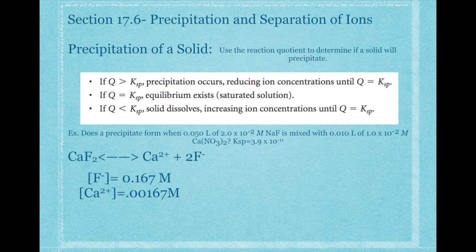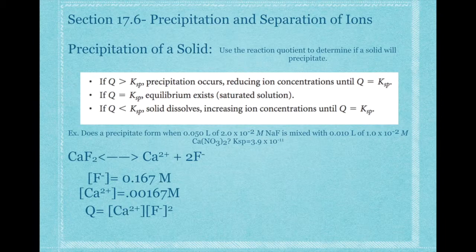Remember, you need to take the volume, so 0.050 of the fluoride ion, multiply it by its concentration, and then divide by the total volume, which would be 0.06. So that from the previous homework is going to come back and get you if you didn't learn how to do that, so make sure you're comfortable with those concentrations.